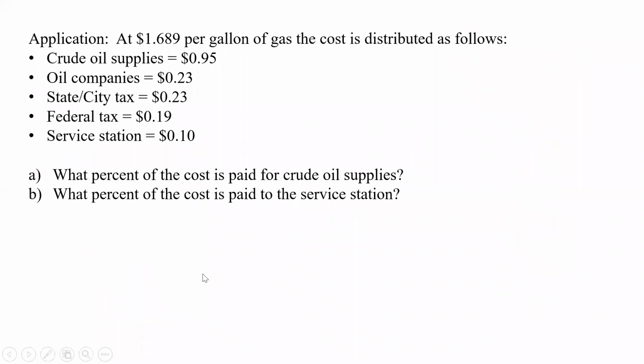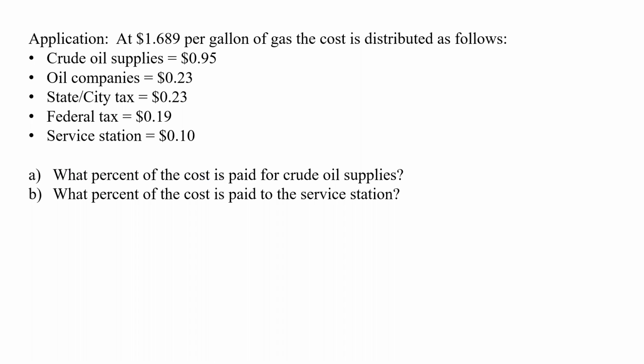All right, how about the next one? So this is an application, and it says at $1.689 per gallon of gas, the cost is distributed as follows. Crude oil supplies is 95 cents out of that. Oil companies account for 0.23, federal and state tax 0.23, federal tax 0.19, and the service station accounts for 0.10. All right. So what we have are two questions.